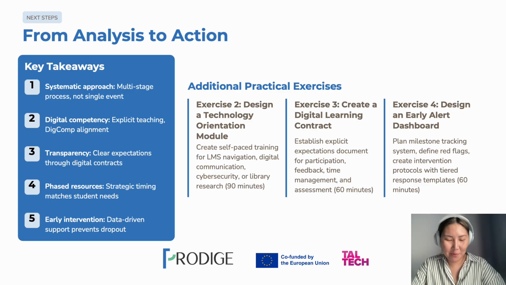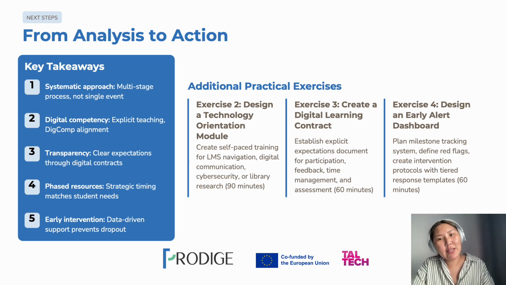So number 1 is important systematic approach. So onboarding is a multi-stage process and not a single event that's happening on the 1st of September. Number 2, digital competency requires explicit teaching, so aligned with the frameworks like DigComp. Number 3, transparency. Use digital contracts to make expectations clear from day 1. Number 4, phase resources. Strategic timing matches when students actually need the support. Number 5, early intervention. Data-driven support prevents the dropout before it happens.